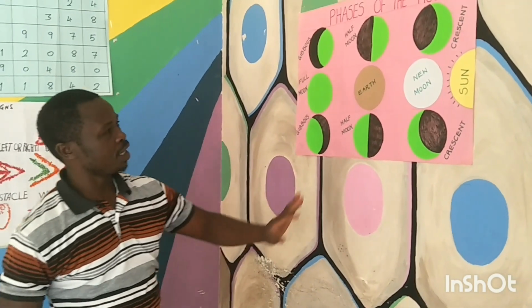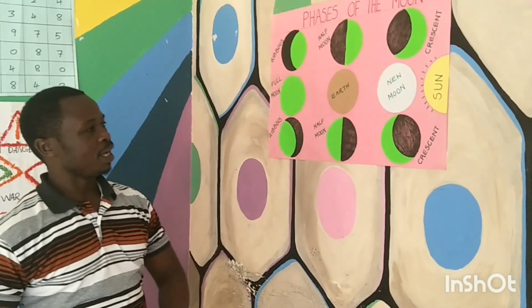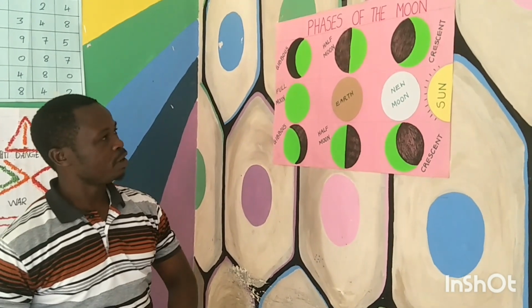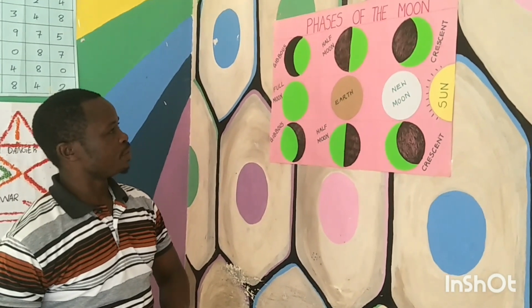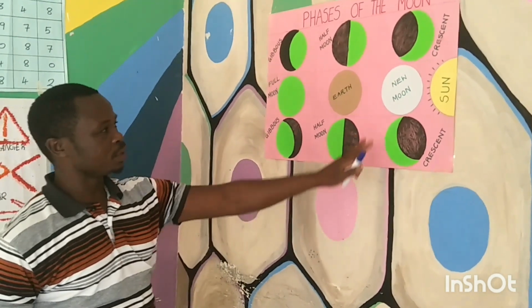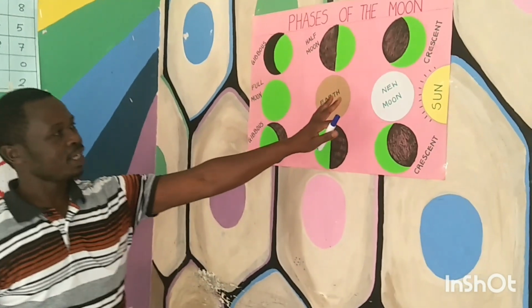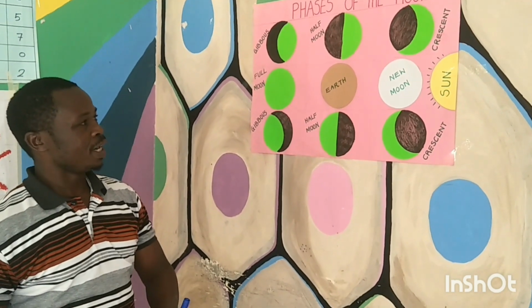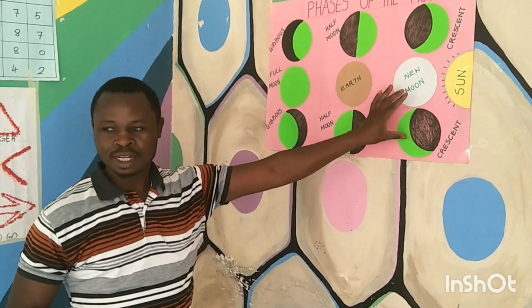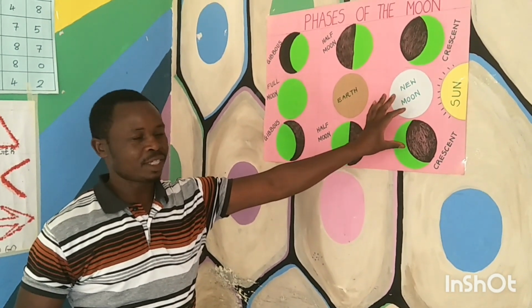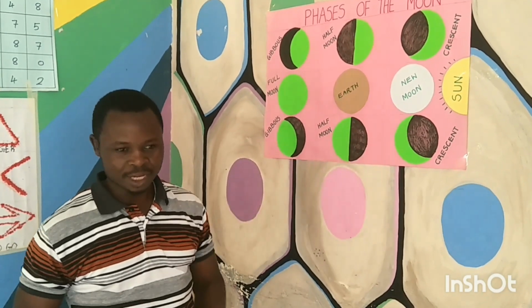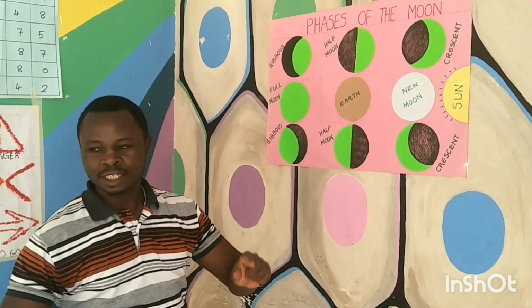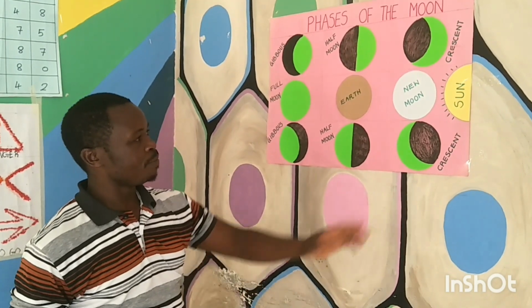Discuss about the phases of the moon. And first of all, we need to know what the phases of the moon are. In relation to this, phases of the moon are the different shapes and sizes of the moon. And in this case, we need to understand that the moon does not produce its own light, but instead it reflects the light from the sun.